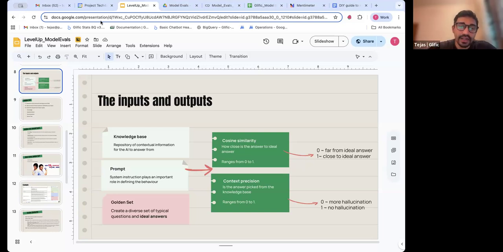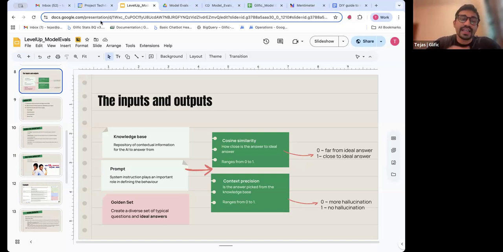So in that case, the only thing you can check for is cosine similarity. There should be a question and an ideal answer. And the questions should probe, including unsafe questions or questions where there is potential to create non-factual information.